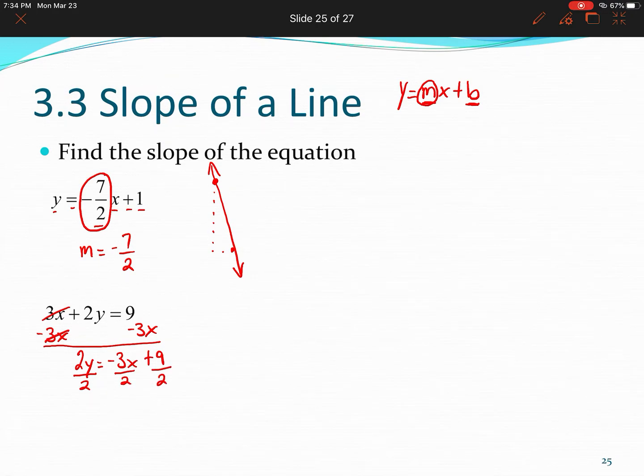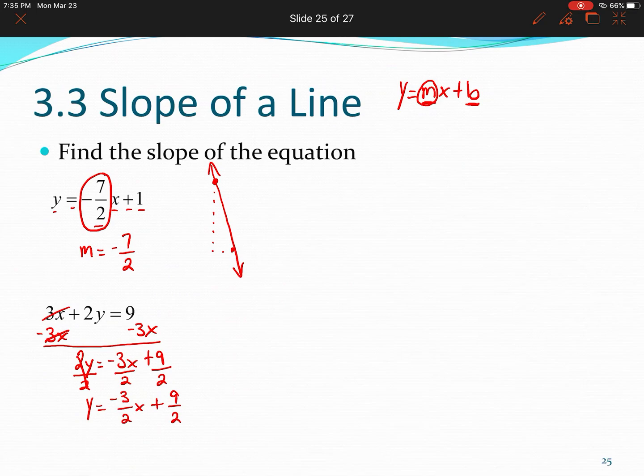And then we need to divide by 2, and every term gets divided. And so now we're going to end up with y is equal to negative 3 over 2 x plus 9 over 2.